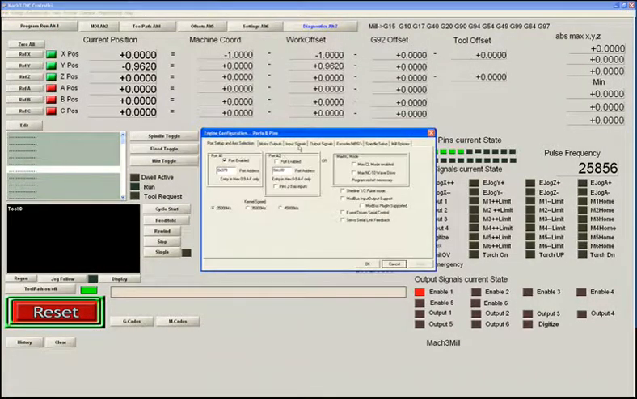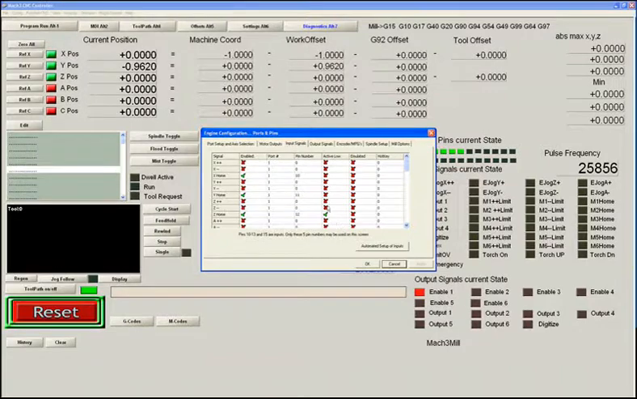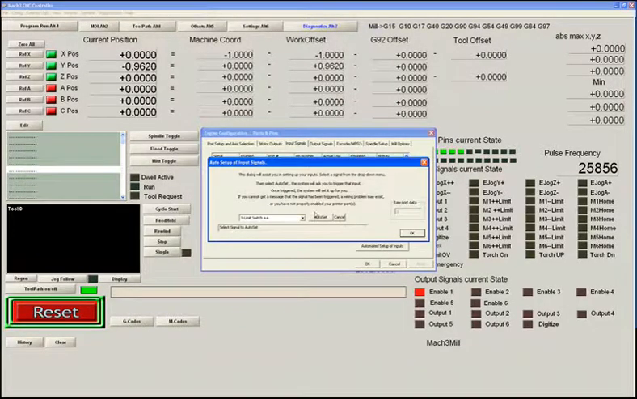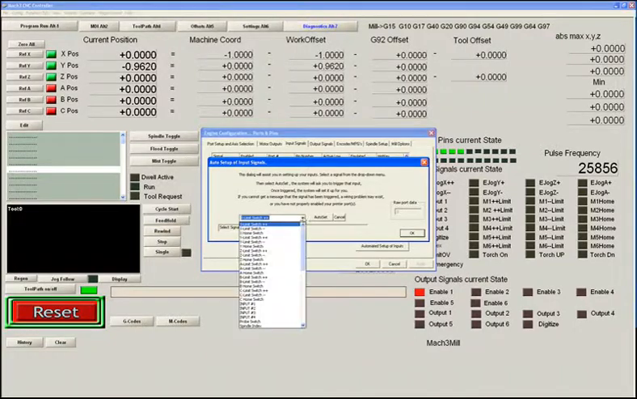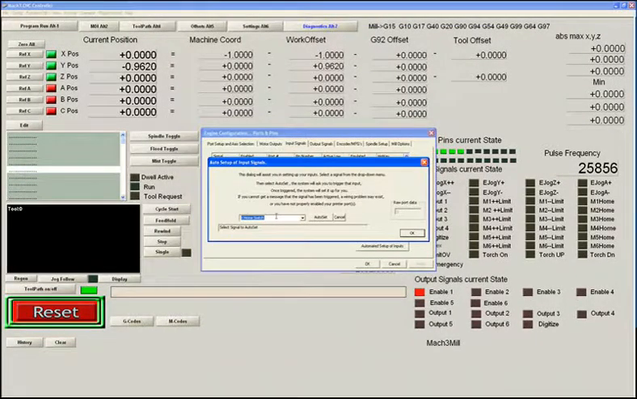We go to ports and pins, input signals, and we'll see that there is a button here called automated setup of inputs. If you're not sure whether active low should be checked or you're not sure what pin a particular signal is on, you can hit the automated setup of inputs. We can then see that we have a drop-down box with every one of the signals in the system in it. So let's say we're looking for the X home switch. We'll pick X home switch and we'll say auto setup.